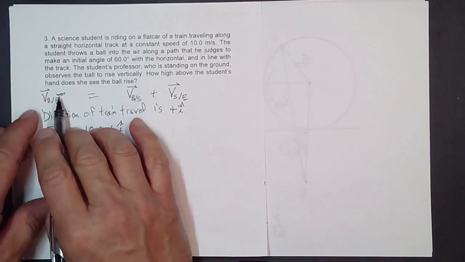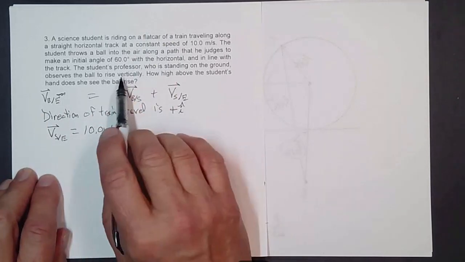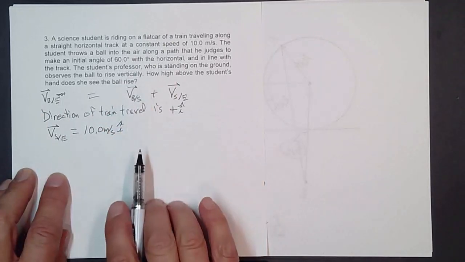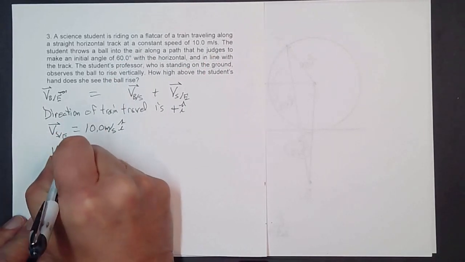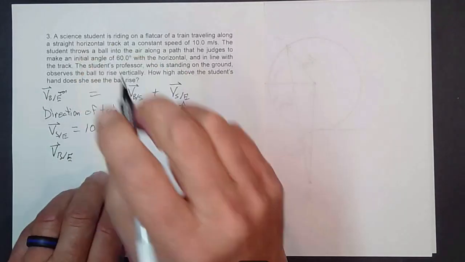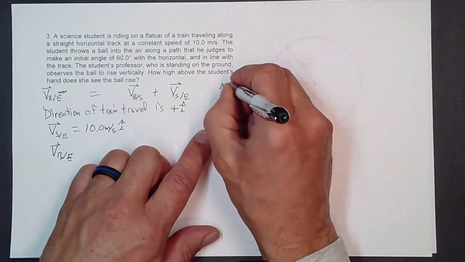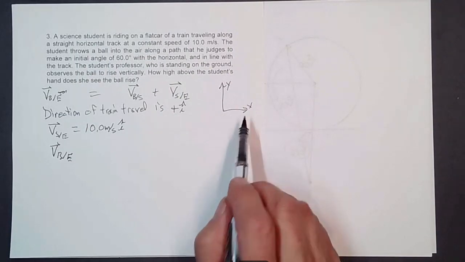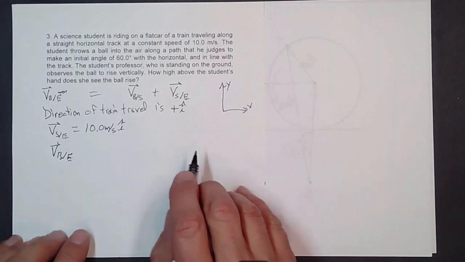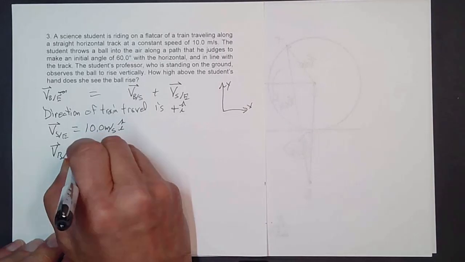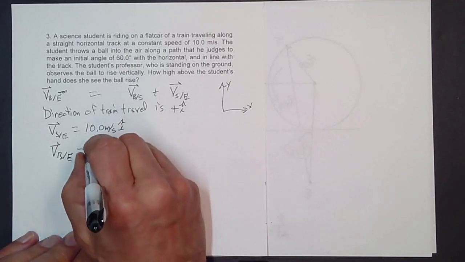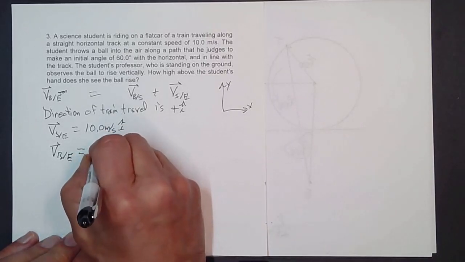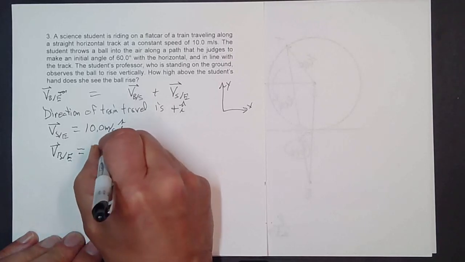The velocity of the ball with respect to the Earth, someone who's standing on the ground sees the ball rise vertically. That means the velocity of the ball with respect to the Earth, I'm going to let up be the positive y direction. Y is up, x is the direction the train's going in. The velocity of the ball with respect to the Earth, this would be the velocity of the ball the instant it leaves the student's hand, is just going to be v naught y in the j-hat direction.